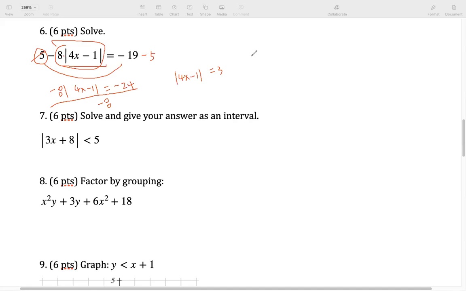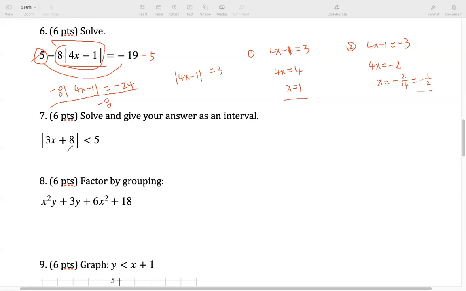Now we're dividing into two cases, right? The first case is 4x minus 1 is positive 3. Second one is 4x minus 1 is negative 3, because absolute value of negative 3 becomes positive 3. Solve this one, we get 4x equals 3 plus 1 equals 4, x equals 1. Second case, move negative 1 to the other side, where negative 3 plus 1 becomes negative 2. So x equals negative 2 over 4. Simplify, negative half. So we have two solutions, 1 and negative half.